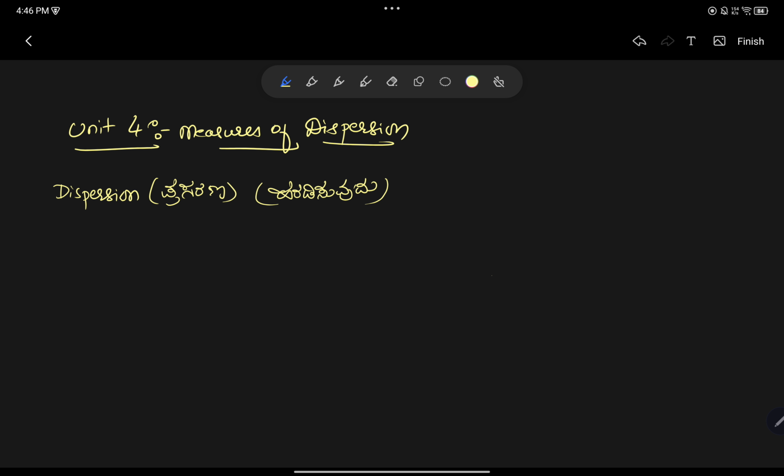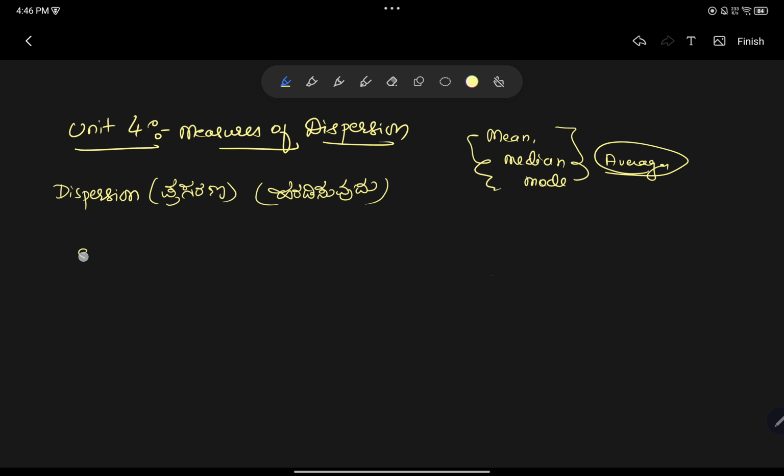What is this dispersion here? Why do we need to learn that? Now in the previous classes of unit 3 you learned mean, median, mode. Correct. Mean, median, mode, measures of central tendency. This is what we call averages. Average values, we say. So now let's say we have got one value.